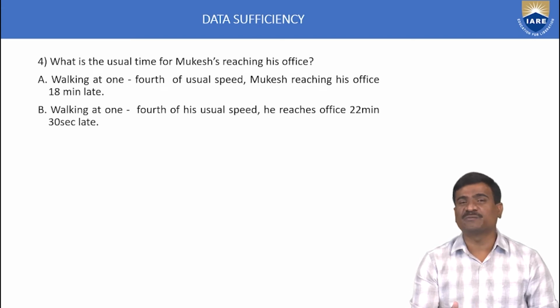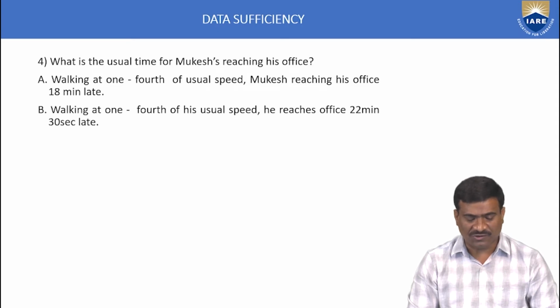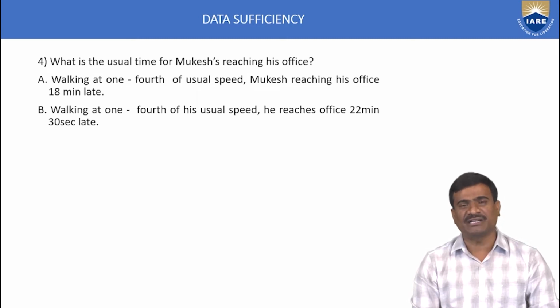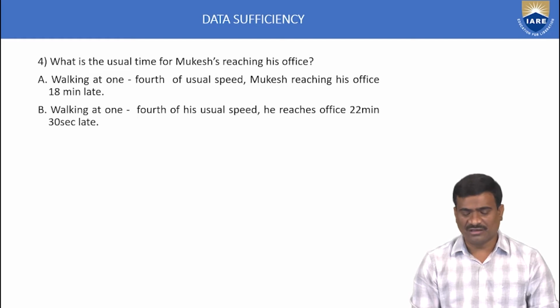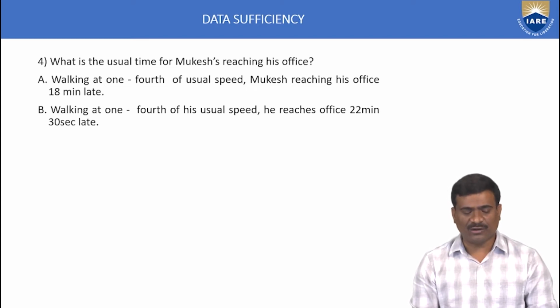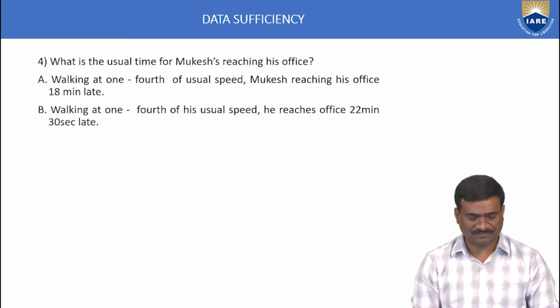Next, the fourth one also belongs to time, distance and speed. What is the usual time for Mukesh reaching his office? Statement A: Walking at 1/4 of his usual speed, Mukesh reaches his office 18 minutes late. Statement B: Walking at 1/4 of his usual speed, he reaches his office 22 minutes 36 seconds late. Here we calculate only the time, that is the usual time.